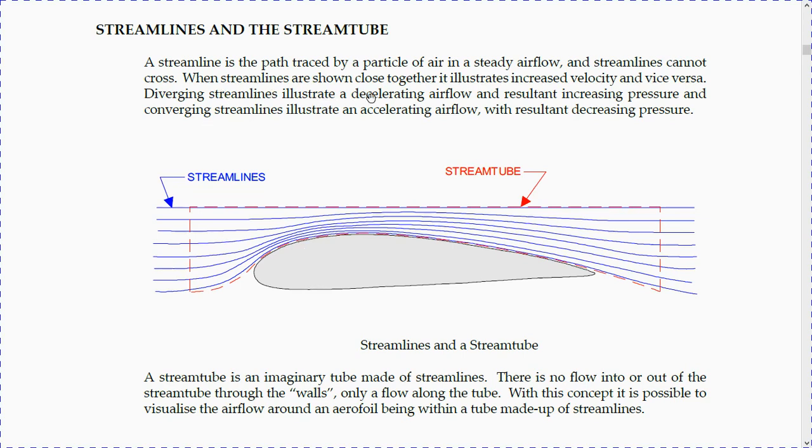When streamlines are shown close together, it illustrates increased velocity, such as here. So here, they get squeezed together, so they go faster. And vice versa, so here the speed is decreasing. Diverging streamlines illustrate decelerating airflow and resultant increase in pressure, and converging streamlines illustrate an accelerating airflow with resultant decrease in pressure. Okay? So, accelerating airflow, decreased pressure; decelerating, increasing in pressure.